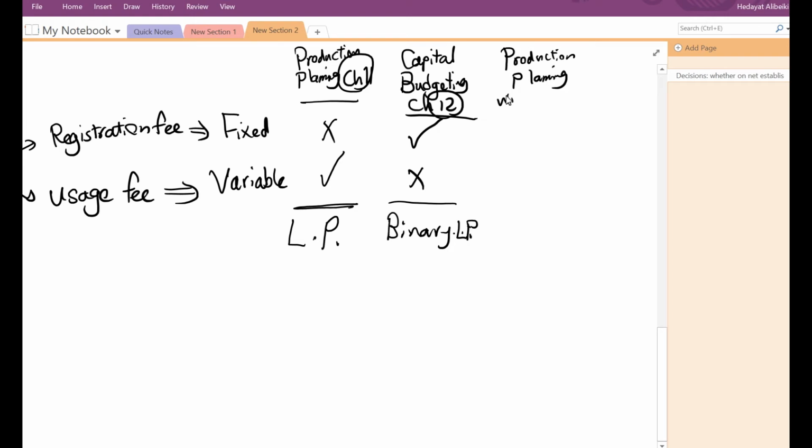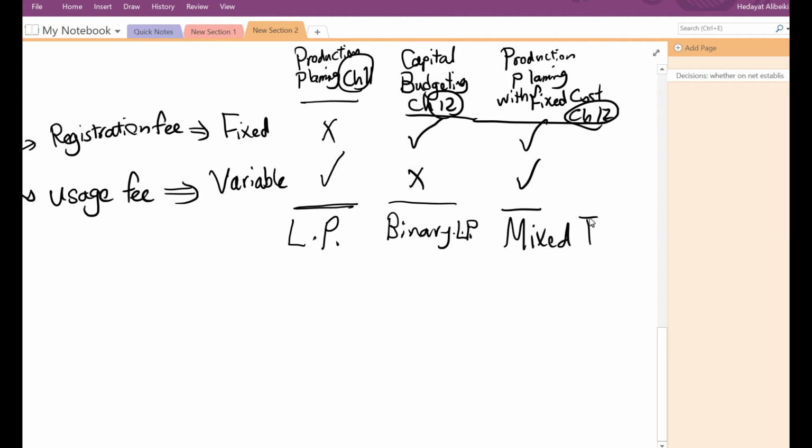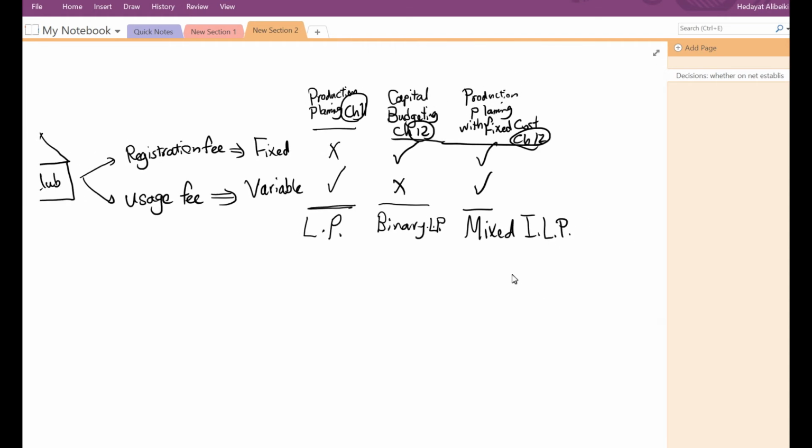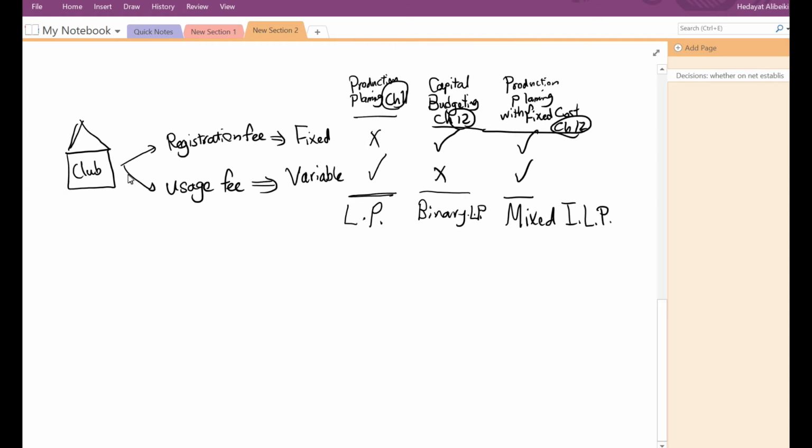And in this example, when we have production planning with fixed costs, that's again chapter 12. When we have both of them, it's actually a case of mixed integer programming, mixed integer linear programming, which is the case that we want to solve right now.